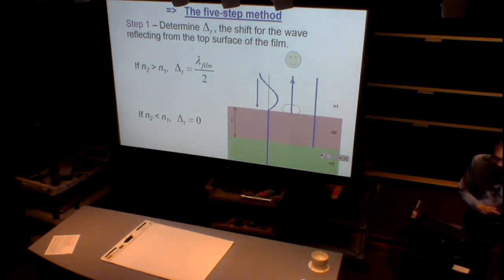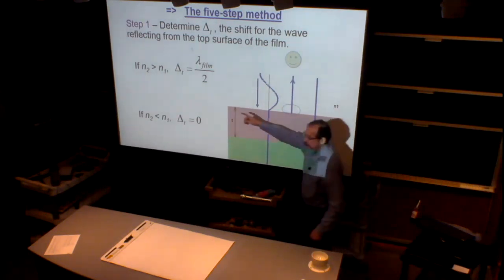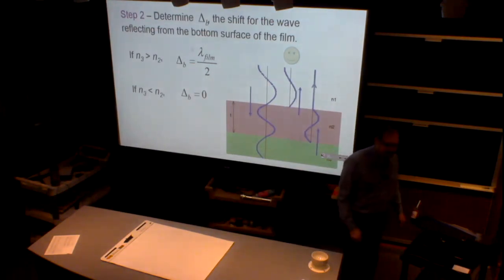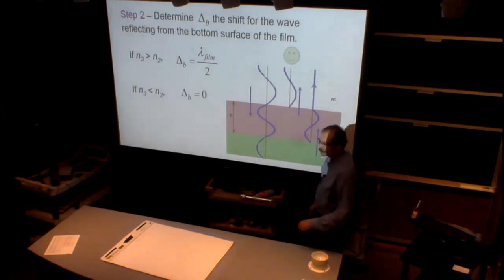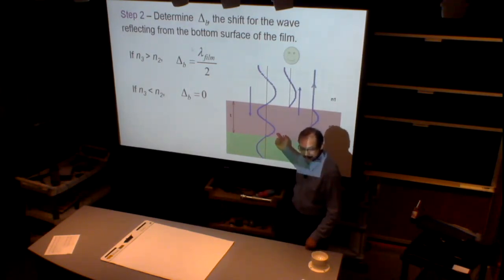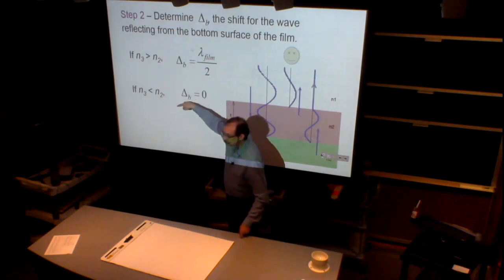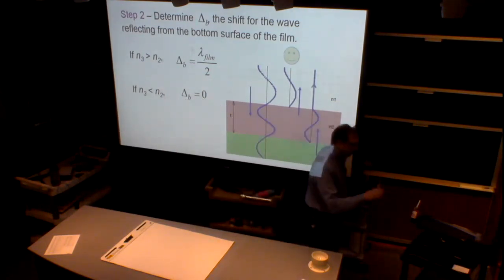In order to solve a specific problem on thin film interference, we have to use the five-step approach. Step 1. You look at boundary number 1 and you make a choice. Does the wave flip or not? It does if index number 2 is higher, and it doesn't if it's lower. Step 2. You move on to the second boundary and you make a choice again. Does it flip or not? Because it may or may not. That depends, again, on which index is higher, which index is lower. Now you have two. What do you do now?